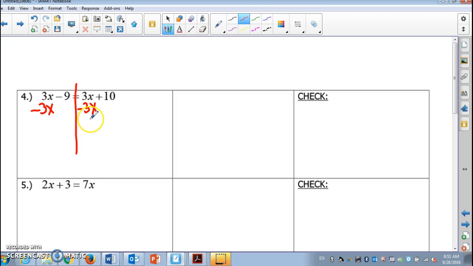Then 3x minus 3x is gone. All we have left is positive 10. 3x minus 3x is gone, right? Because 3x minus 3x is 0x, so we don't even have to write that. And then we bring that down, negative 9. Look. Okay, and we use subtraction property of equality. Now, you see this, negative 9 is equal to 10.